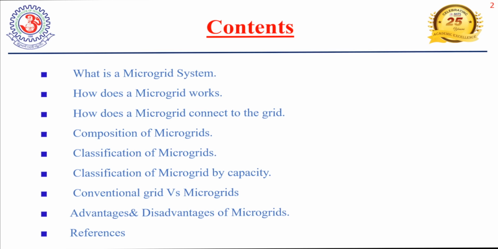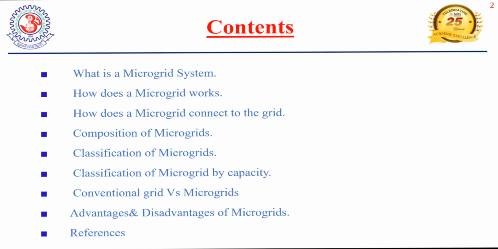Next, classification of microgrid by capacity, that means megawatt capacity, we will discuss. Next, the difference between the conventional grid and microgrids, conventional grid versus microgrids. And last, we will discuss advantages and disadvantages of microgrid. So in this video we are going to cover so many topics. You will see and listen carefully. You will understand so many things related to microgrids.